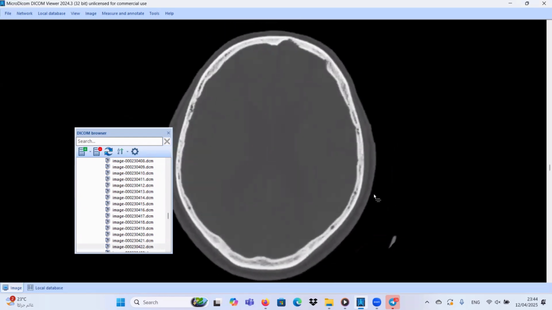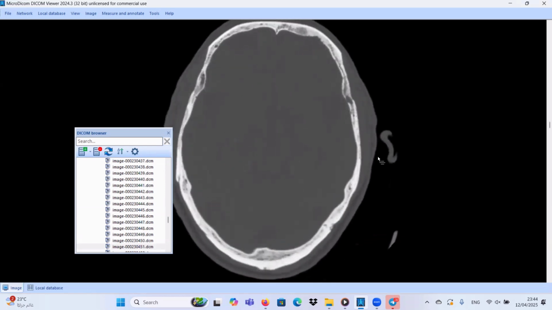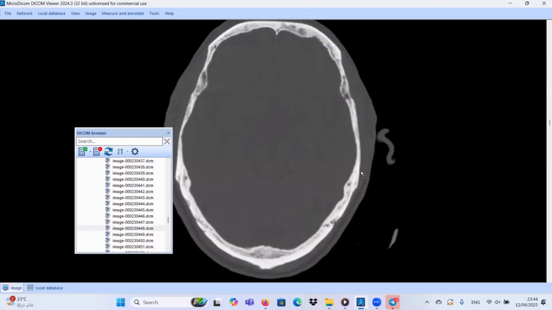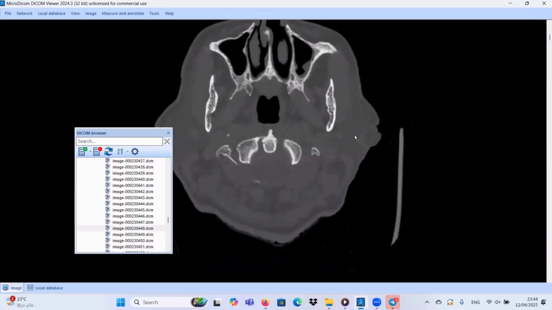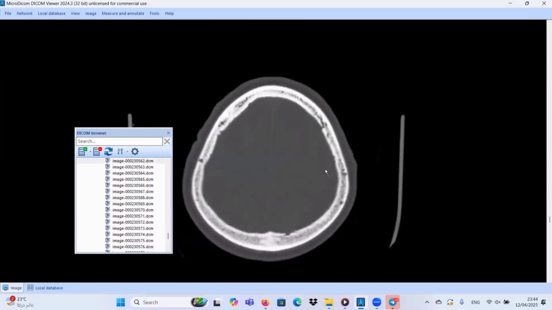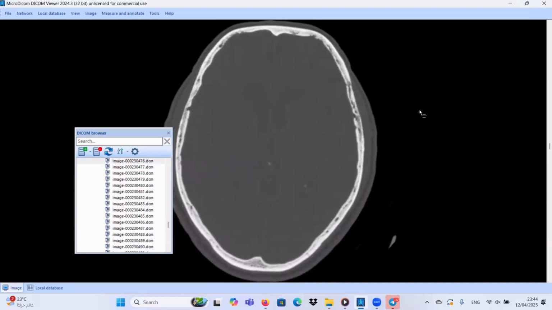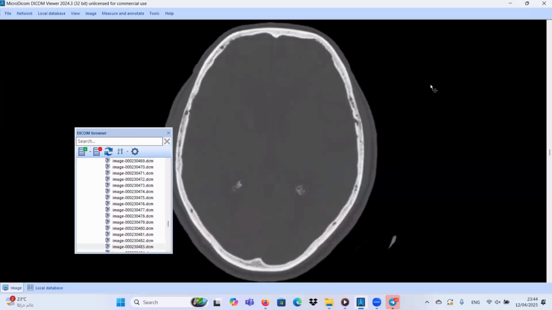Let us review the rest of the skull. I think here we may have something like a lytic lesion, but I'm not sure. Also, the diploic spaces here and here, we have suspicion of lytic lesions. So we recommend doing a contrast enhanced MRI scan for this patient to confirm and to check the rest of the skull base bones and calvarial bones.